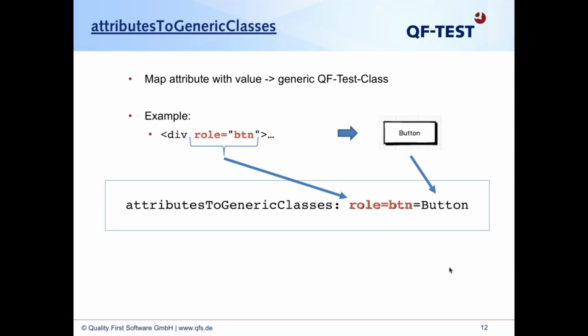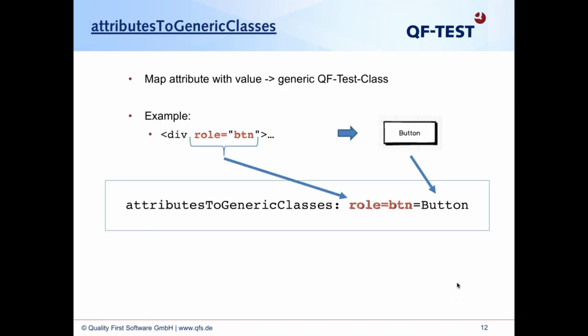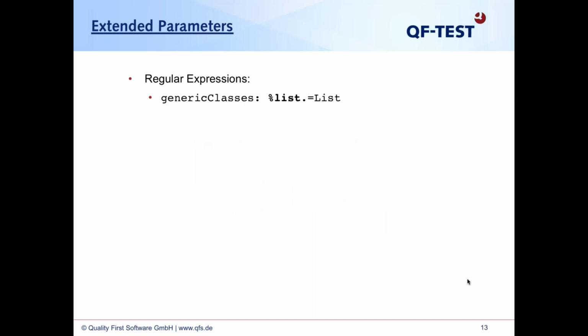Sometimes you want to further refine these assignments. For example, not only btn, but also btn1, btn2, btn3 or something like this. Or in my example here, I want to map any element which has a CSS class named list1, list2, list3, or list with any other character afterwards to a list.